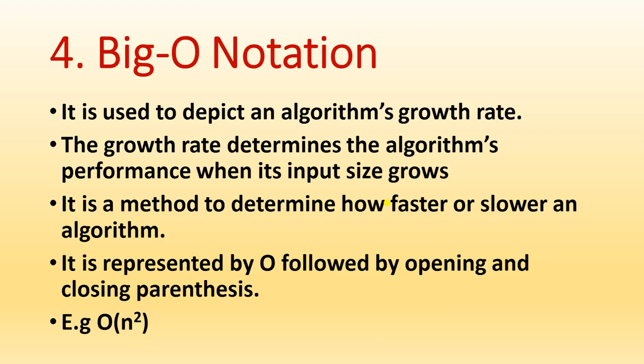Next is big O notation. Big O notation tells you the complexity of an algorithm; it is used to depict an algorithm's growth rate. It tells you the performance of the algorithm when its input size grows. It also determines how fast or slow an algorithm is. Big O is represented by a capital O followed by opening and closing parentheses. This is just an example of how the complexity is shown when you calculate it.